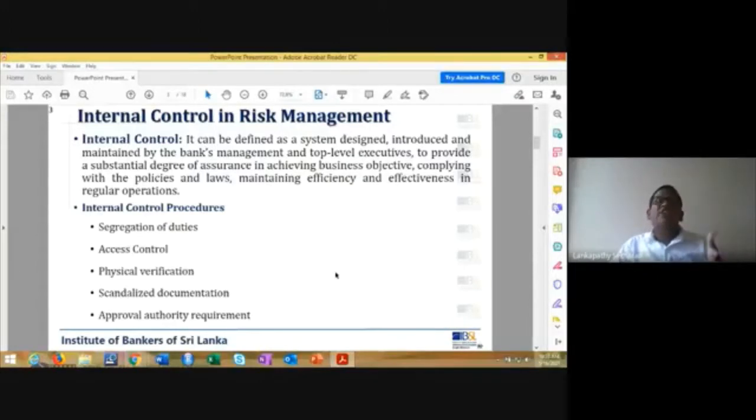So these are the internal control procedures we can follow: segregation of duties, access control, physical verification, standardized documentation, and approval authority requirement. Now I think you have an understanding of internal control and what types of internal control procedures there are. As I mentioned, internal controls are introduced by the second line of defense, the centralized risk management, and implemented by the first line of defense, the branch managers level, and the internal auditor gives assurance that the internal control systems are properly implemented in banks and financial institutions. Do you have any questions to ask me?